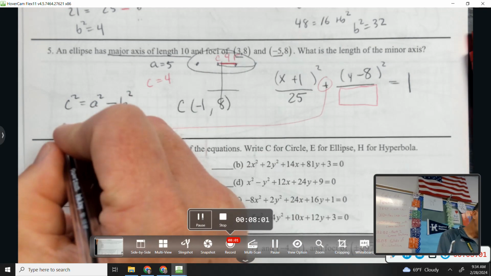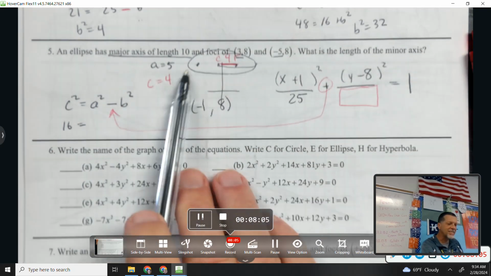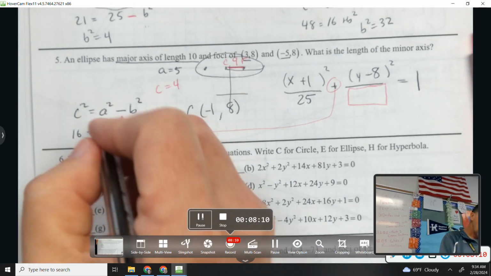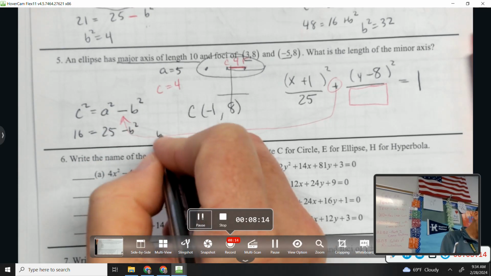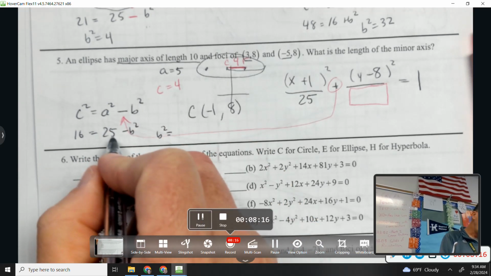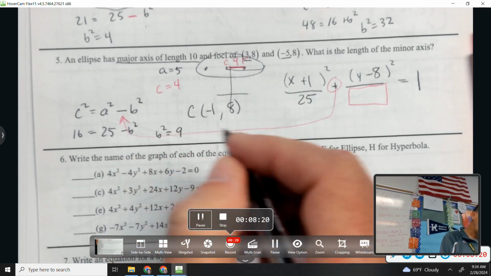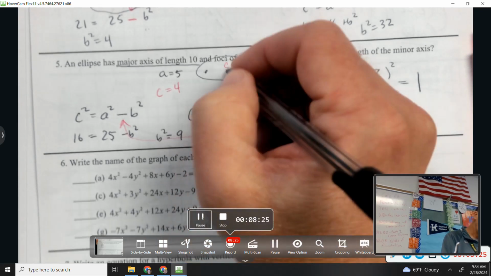How did you get A equals 5? The major axis is 10. That's all the way across, so half of it's 5. So A squared is 25. B squared is what we're looking for. So 25 minus 16 is 9. Which means B is 3.